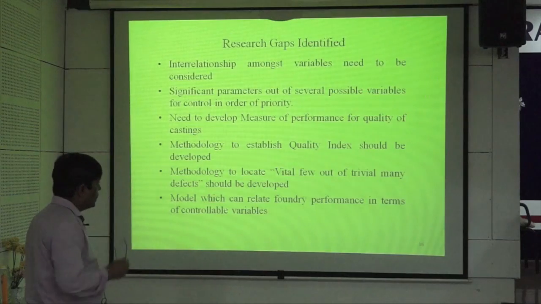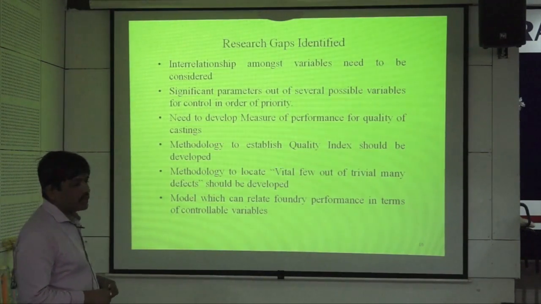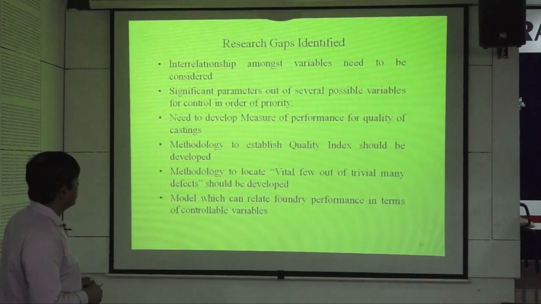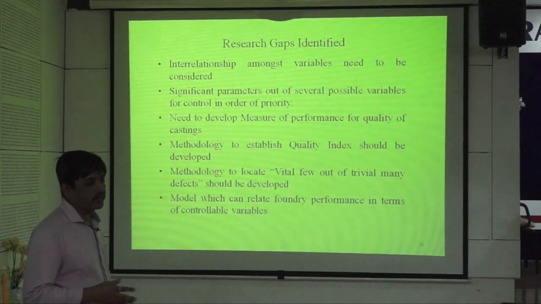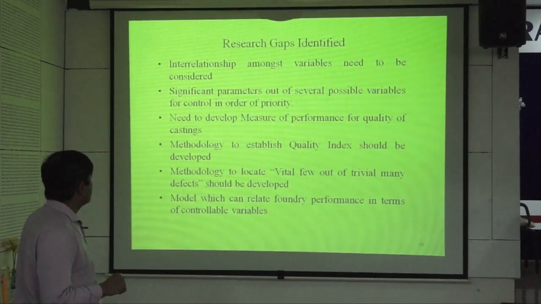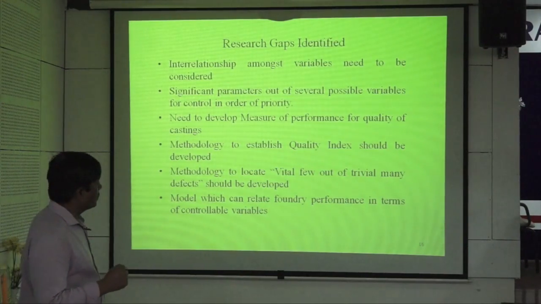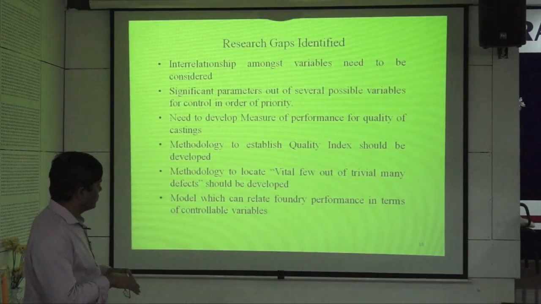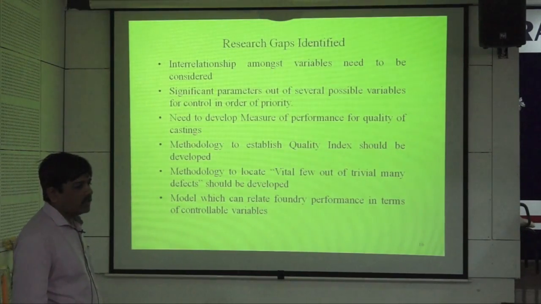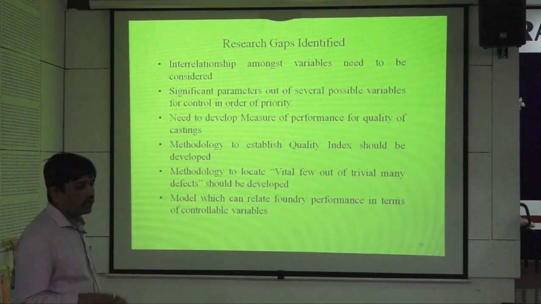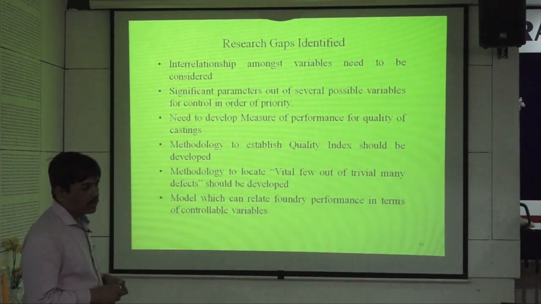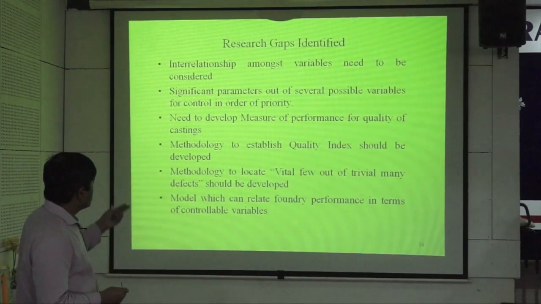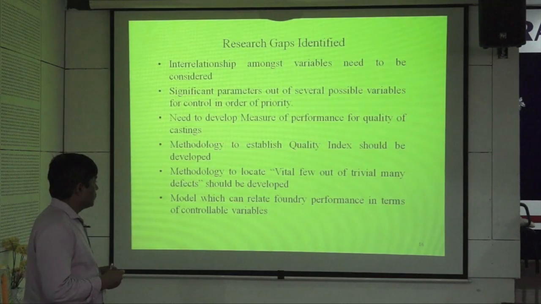Now these are some of the research gaps I have identified. When we are analyzing a complex problem like casting, considering the interrelationships among the variables is very critical as far as the analysis of casting defects is concerned. Then what I found is that researchers are using many methods, but although they are analyzing the variables which are affecting the quality of castings, nobody has predicted any measure of performance. What is the quality of the product, what is the quality of the casting in terms of numbers. So this was one of the major drawbacks.